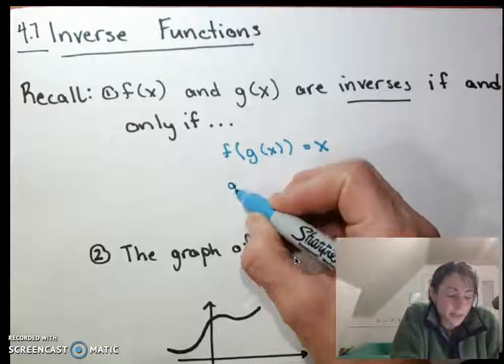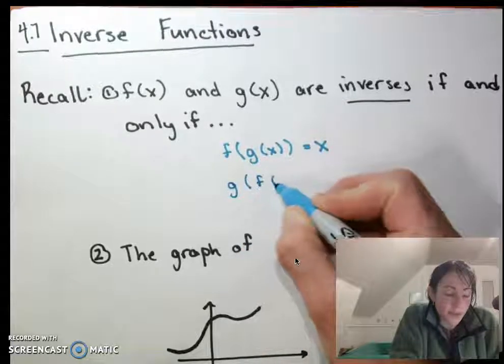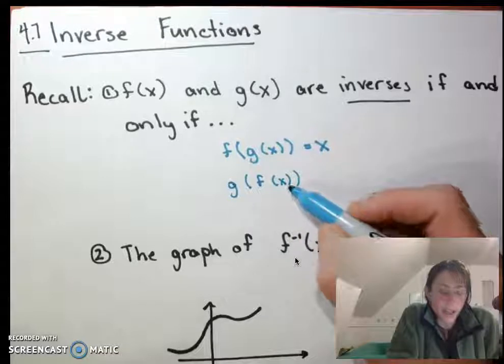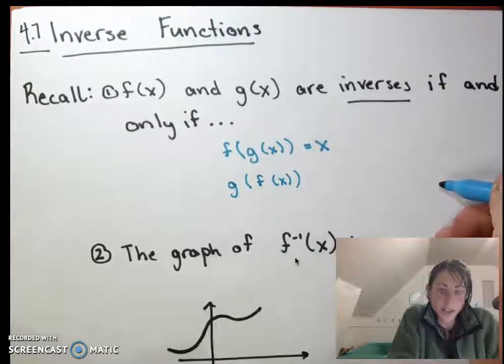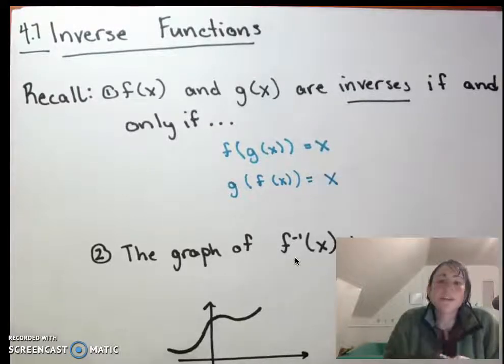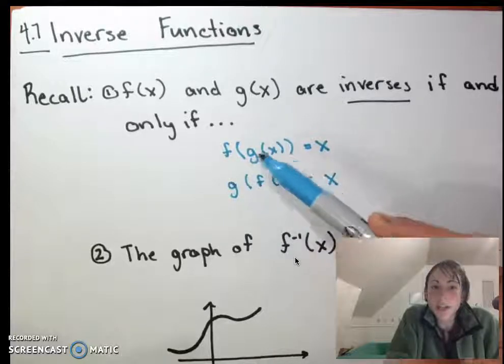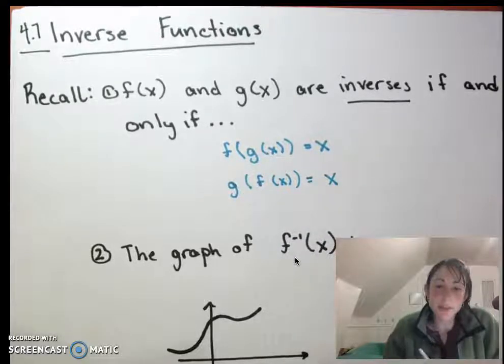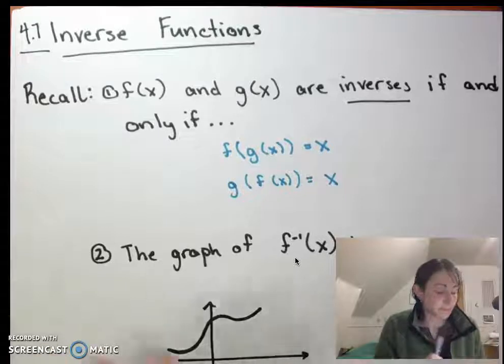Similarly, we could do the composition in the other order. So x takes the f train in one direction, takes the g train back, and it ends up where it started, back at x. So that's the definition of inverse functions. And remember, this is how we checked that two functions were inverses. We composed them and made sure we could get x.